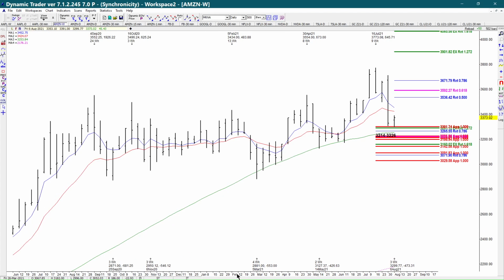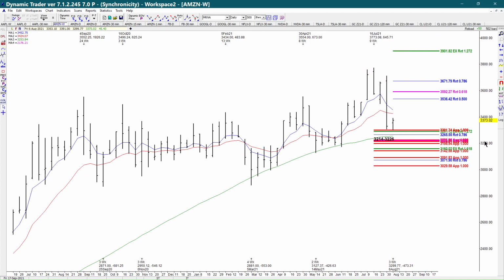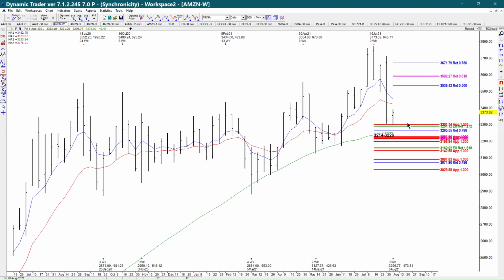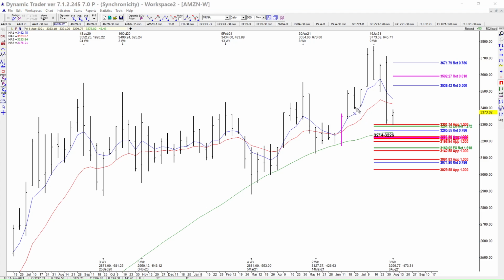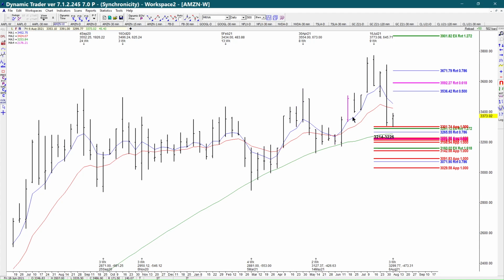But notice that we have a symmetry projection for possible support that came in at the 3301 area, and then you also had a 1272 extension of this prior low to high swing, and that was possible support. So far we are holding.